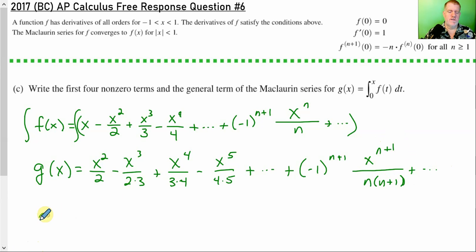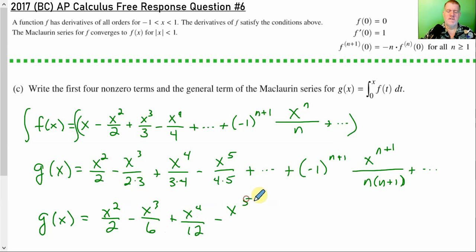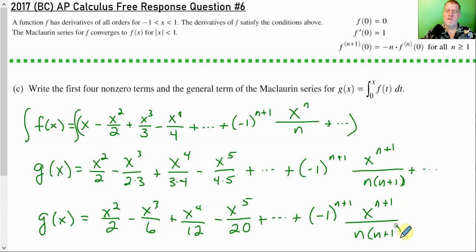And if you want to, I know the scoring rubric, I don't know if it's really necessary, cleans it up a bit. They make it x squared over 2 minus x cubed over 6 plus x to the 4th over 12 minus x to the 5th over 20. And then they write out the general term. All right, there you go. As long as you had f correct, you got g correct. But again, like I said, on all AP tests, let's say you got f incorrect, but you used it correctly for g, you'd get those points for that.